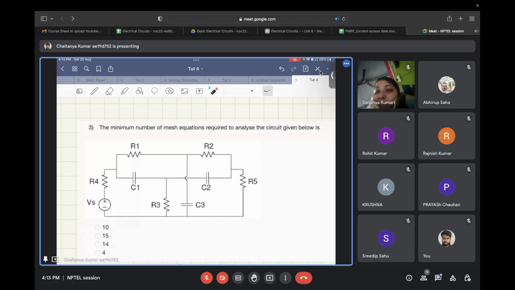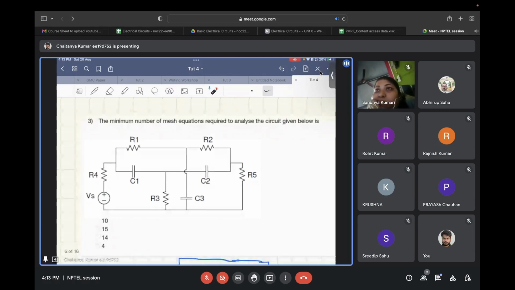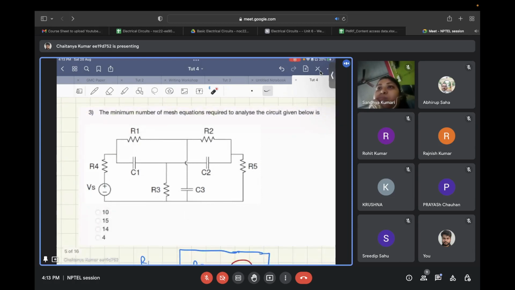Okay, let's see its solution. With the equation b minus n plus 1, you will get the answer straightforward. However, you need to visualize what all meshes are there in the system, because when you are solving it, you actually need to write the equations, and there you need to locate all the four meshes that you will see in the system.